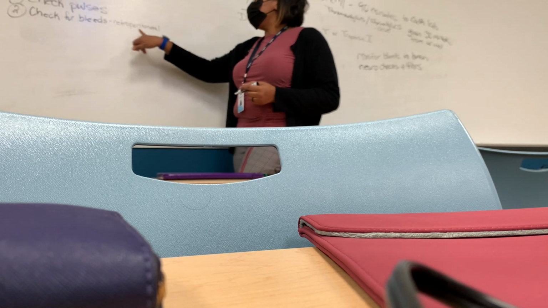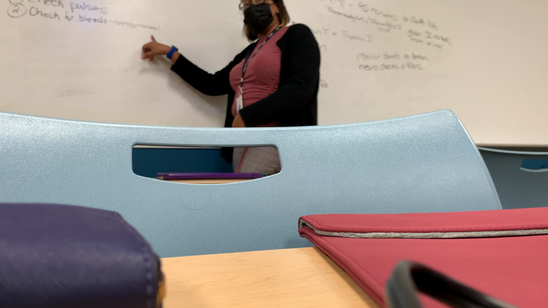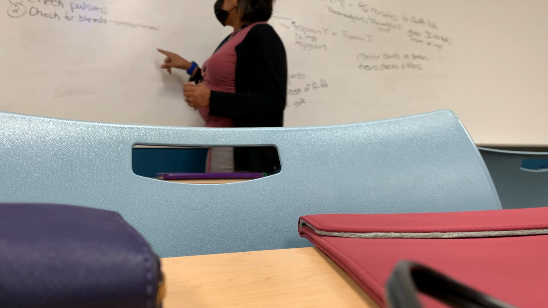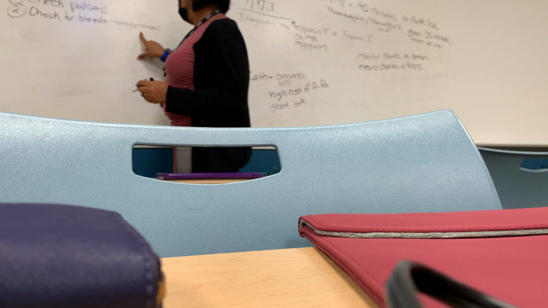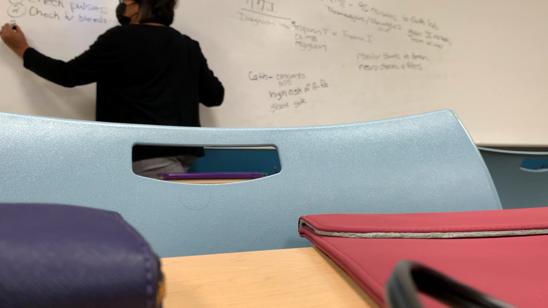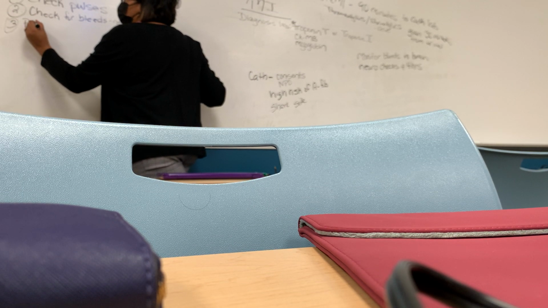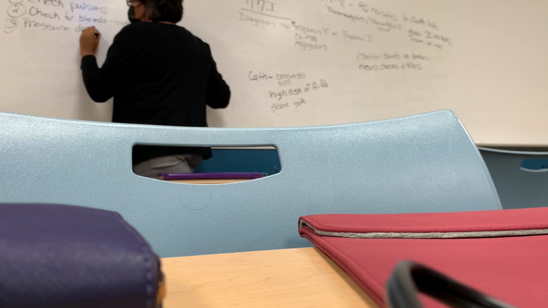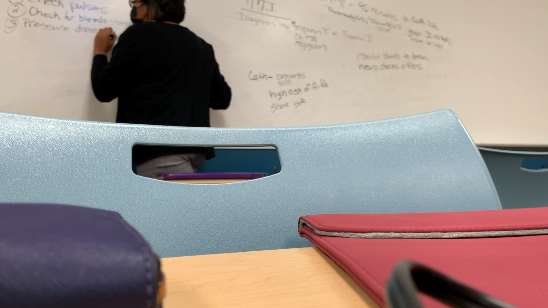So we're checking for bleeds. They're bleeding to the back. It goes around the back, and there's a lot of stuff up here. How do we stop a bleed? Yeah, so we want to have a pressure dressing. You wanna have it at the bedside? They should already have one on. If they do not, you put pressure on them.